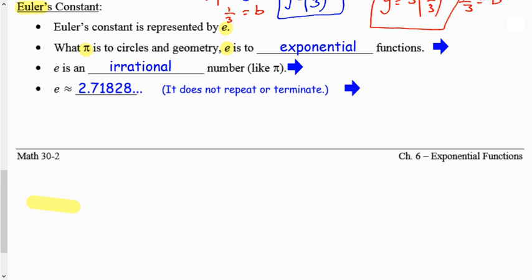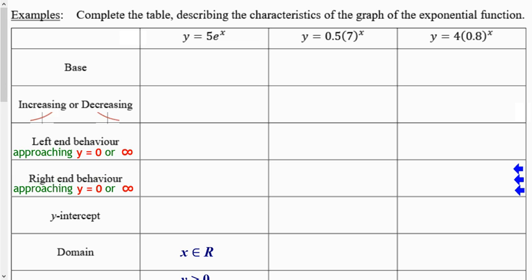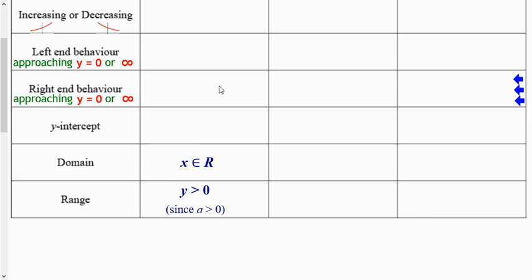So here, we're going to look at, again, an equation and then just describe some features of the graph based on that equation. So I'll go through this first column with you, and then I'll give you some time to do the second and third columns. And that finishes off this lesson. Okay, so let's go down and look at these features.